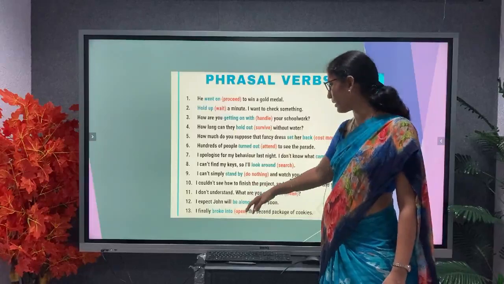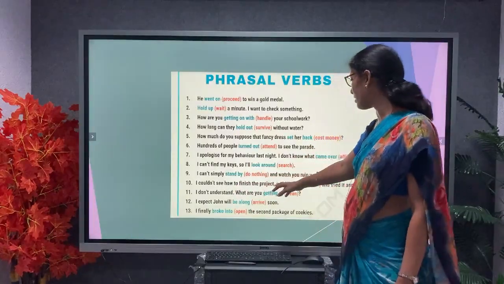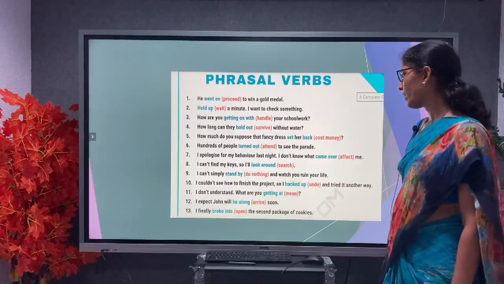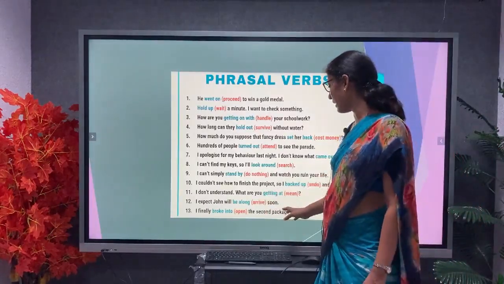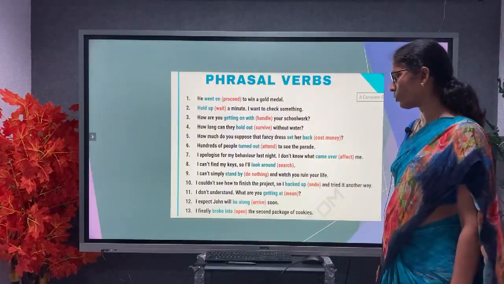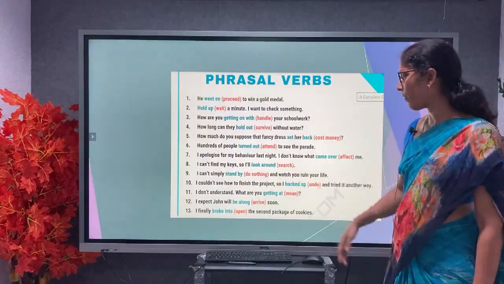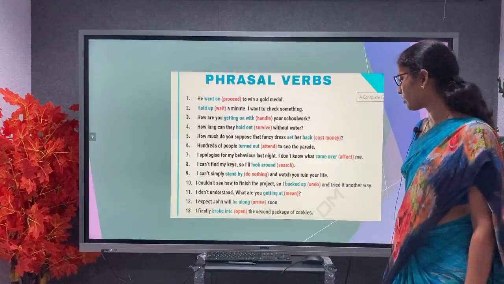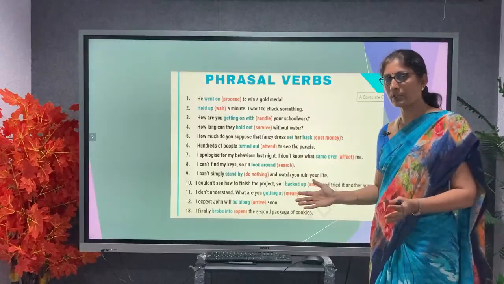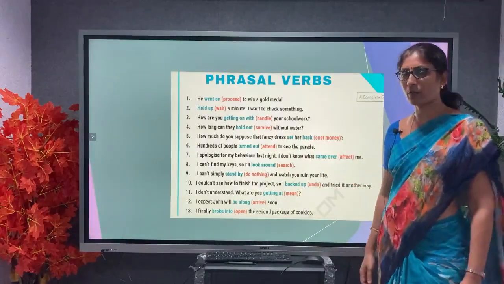I couldn't see how to finish the project, so I backed up and tried it and backed up. So I don't understand what I didn't get. And I expect John will be along soon. And I finally broke into the second package of movies. Break into is the separate parts of openings.